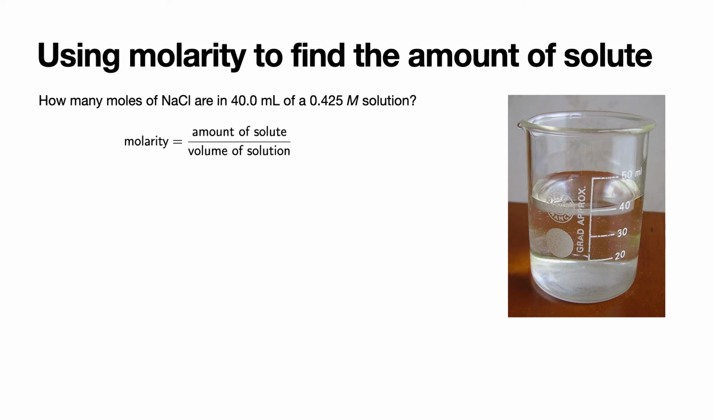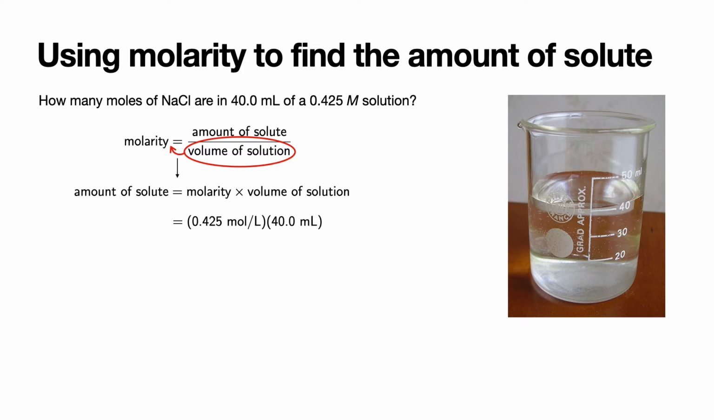And if we want to find the amount of the solute, that is the number of moles of sodium chloride, we can rearrange this formula by multiplying both sides by the volume of the solution. And so that gives us that the amount of solute is equal to the molarity times the volume of solution. And so plugging in our numbers here, we've got a molarity of 0.425 moles per liter. The volume of our solution is 40 milliliters.